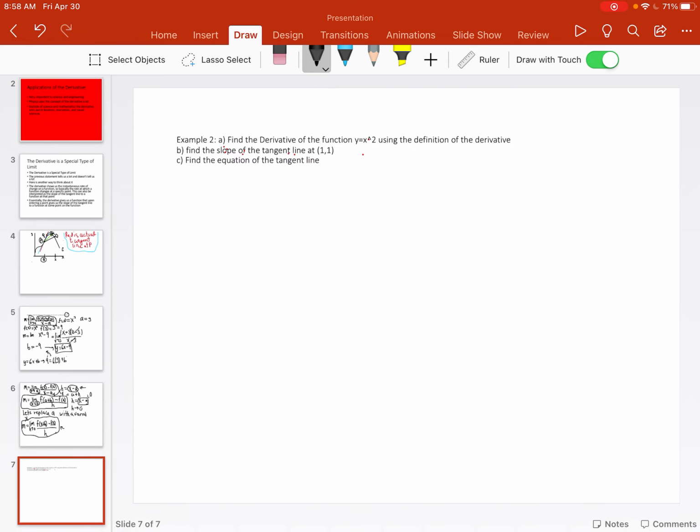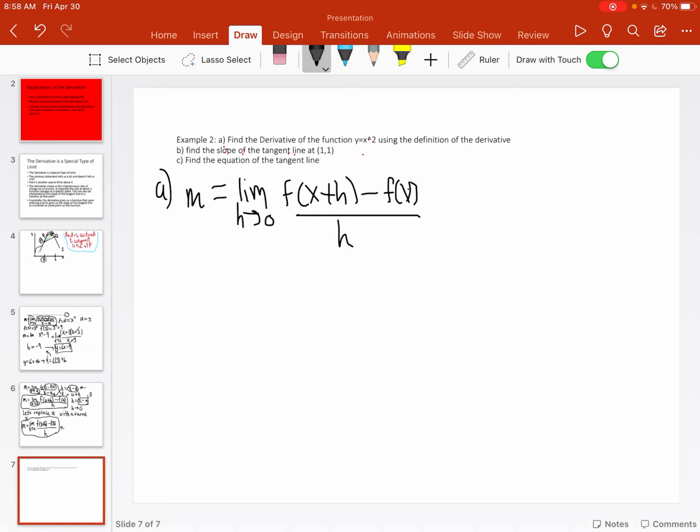Okay, so here's our example. Find the derivative of the function x squared using the definition of the derivative. So the limit definition of the derivative. So let's do question A. Let's find that derivative. So what expression did we just get at the end of the last slide? Well, m is equal to the limit as h approaches 0 of f of x plus h minus f of x all over h.